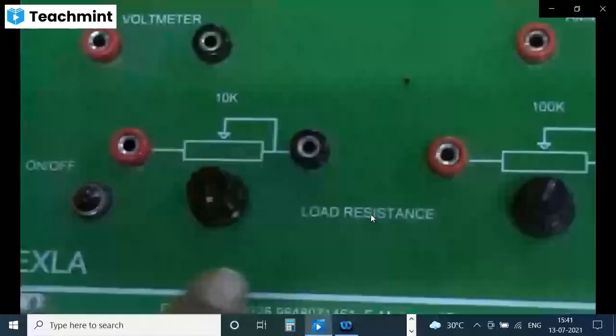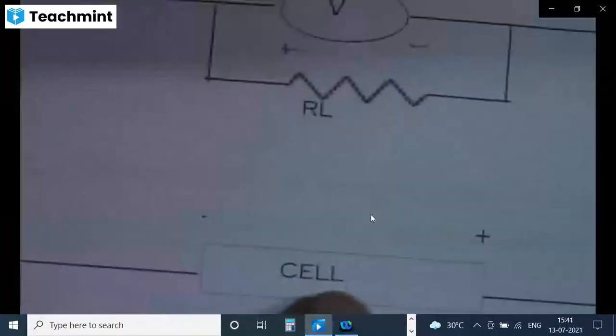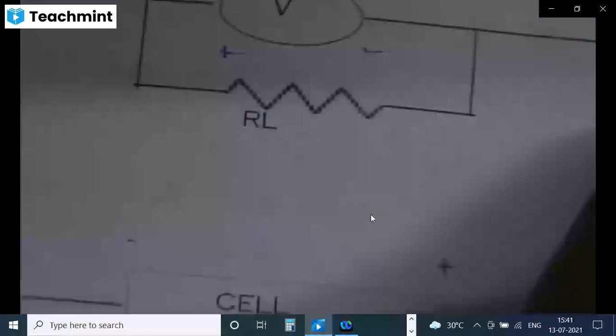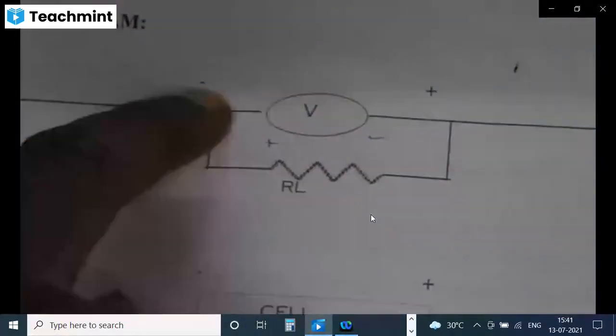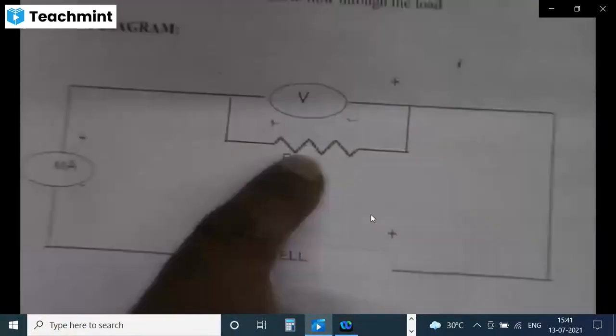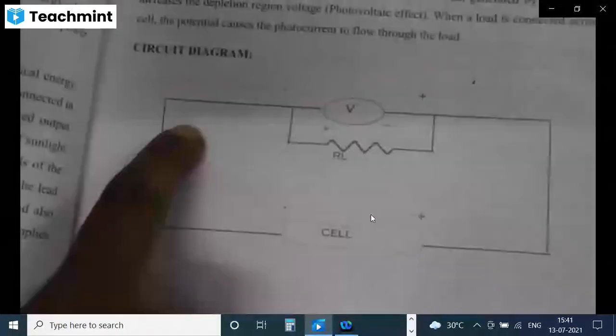Now let me show the circuit diagram corresponding to this experiment. This is the solar cell with its terminals. Here you can see this is the voltmeter positive terminal and this is the voltmeter negative terminal, and this is the load resistance. This is the milliammeter positive terminal, and this is the milliammeter negative terminal.